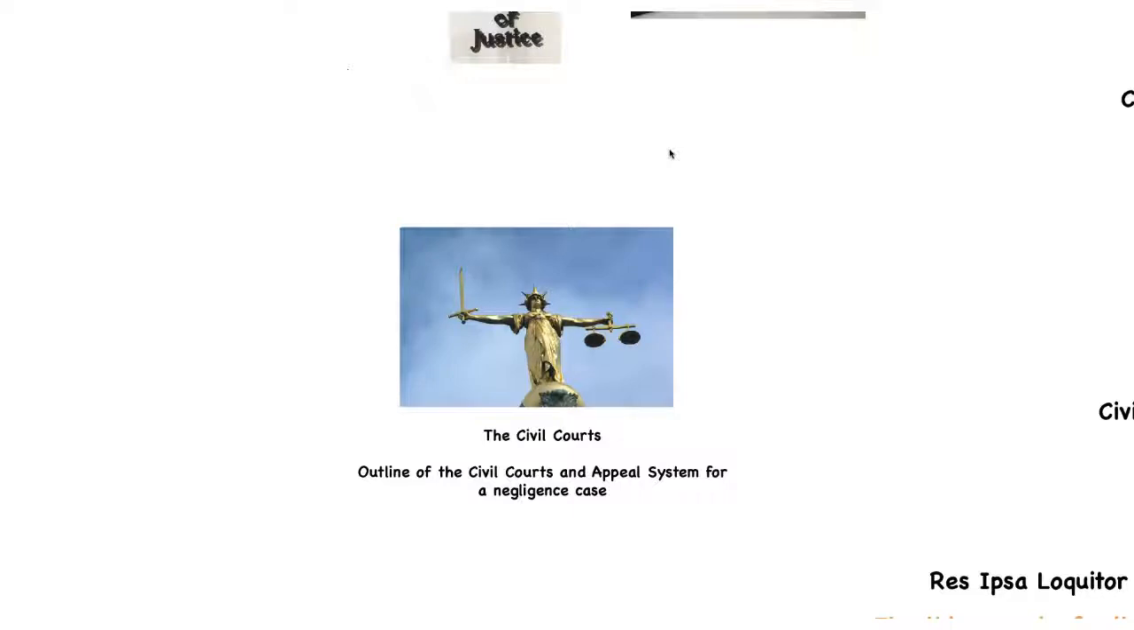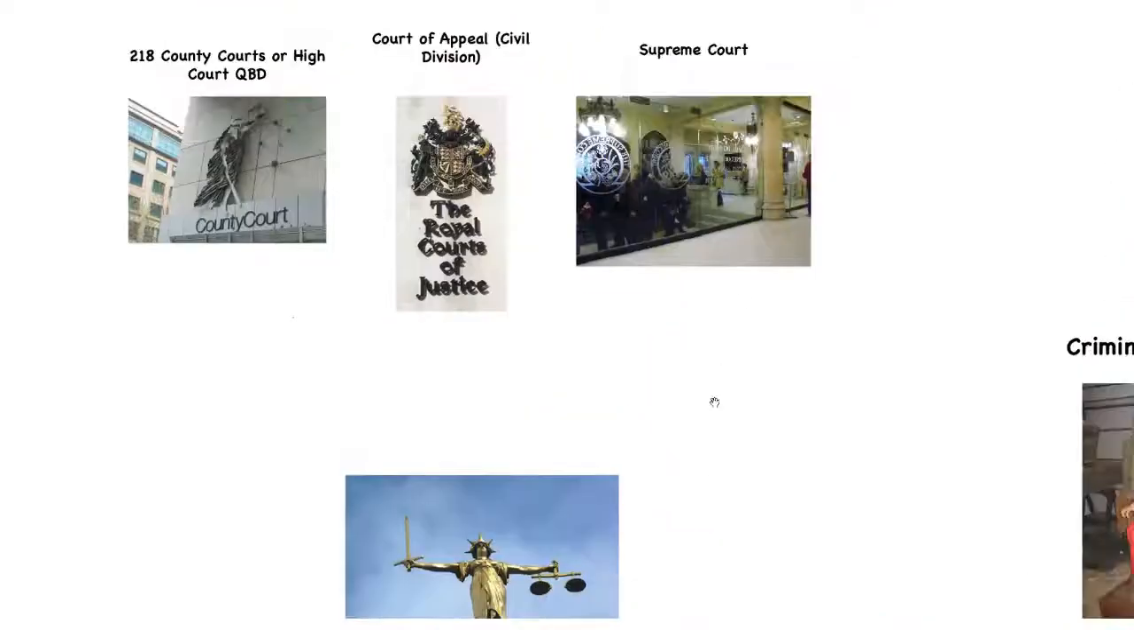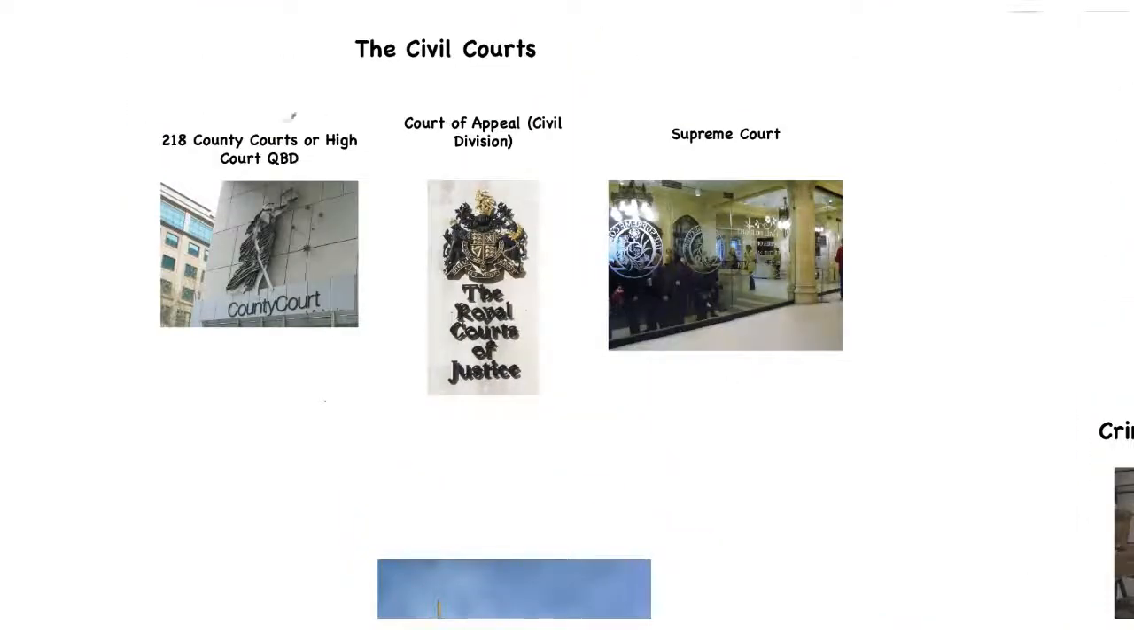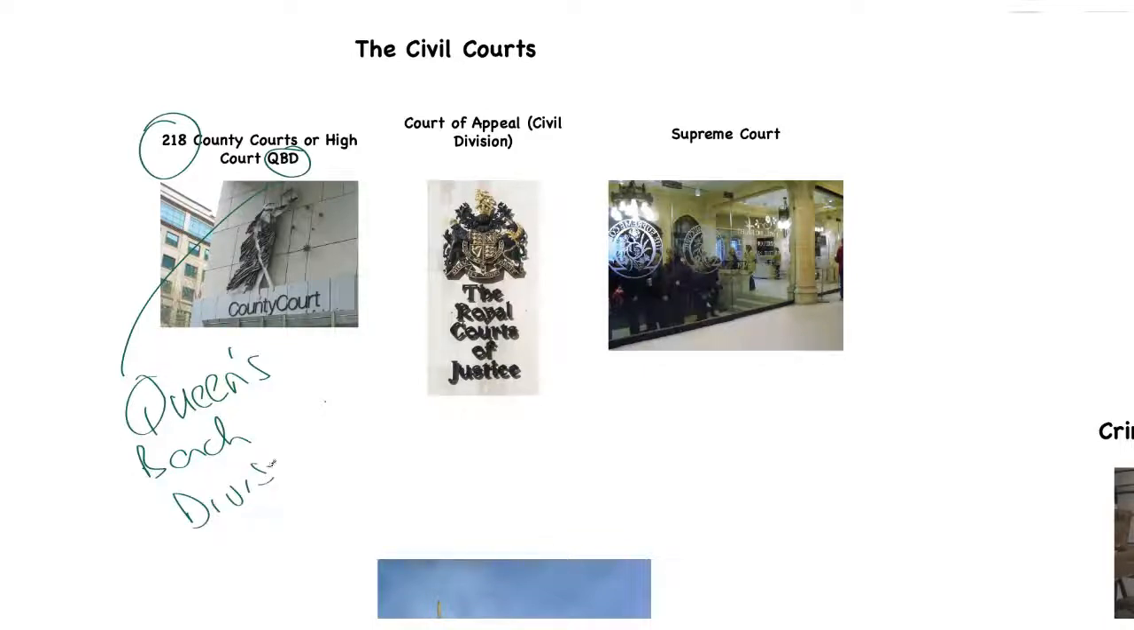So let's start by saying that in the first instance, the majority of cases are heard in the 218 county courts around England and Wales. The manner in which they're dealt with will depend on the nature and the size of the claim. The largest cases will be heard in the High Court Queen's Bench Division. QBD stands for Queen's Bench Division, where the more serious cases will be heard, the ones that are likely to have the biggest impact in terms of damages awarded.